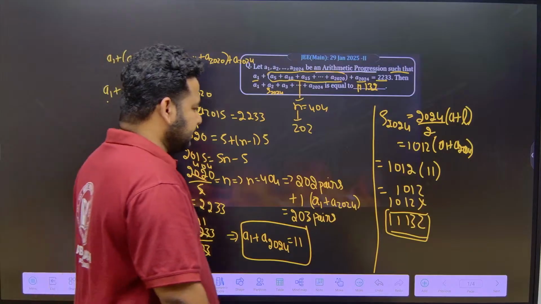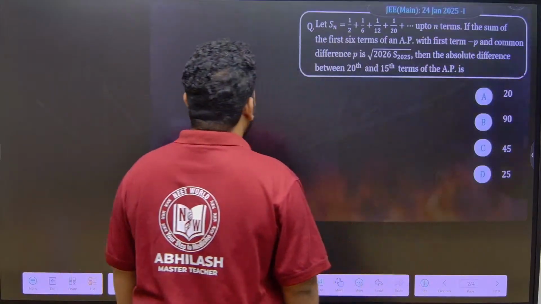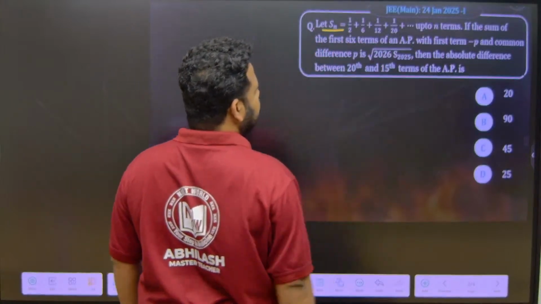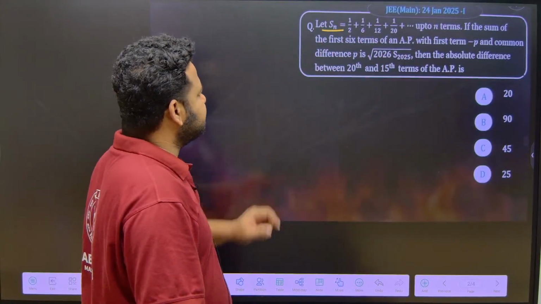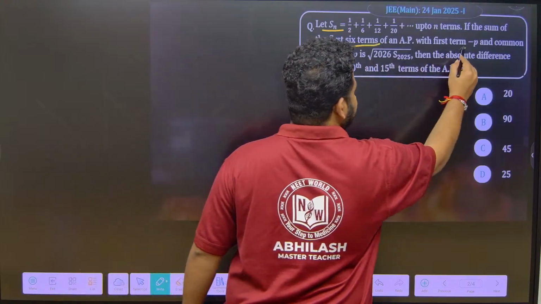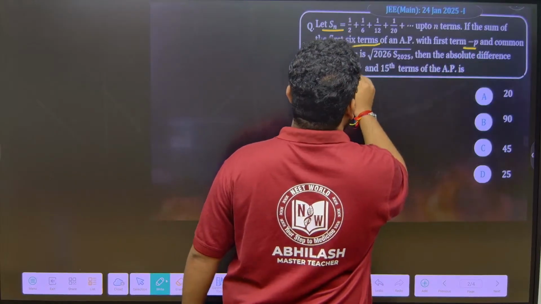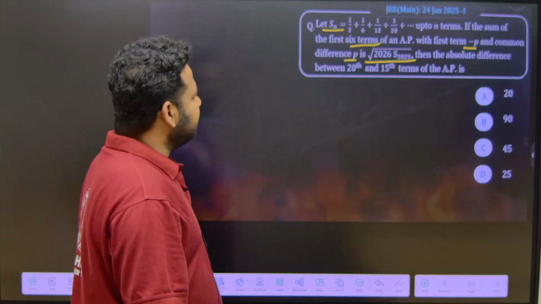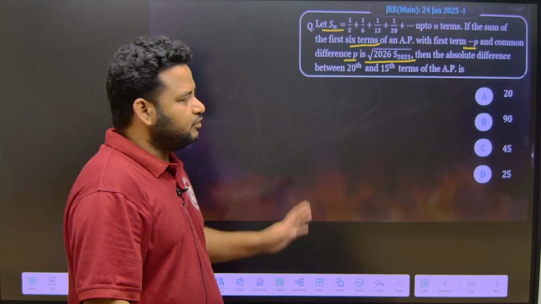Let us move to the next question, friends. They were given, let S of n be the sum up to n terms. If the sum of the first 6 terms of an AP with the first term minus p and common difference p is square root of this one, then find the absolute difference between the 28th term and 15th term of the AP. You have to understand the question here.